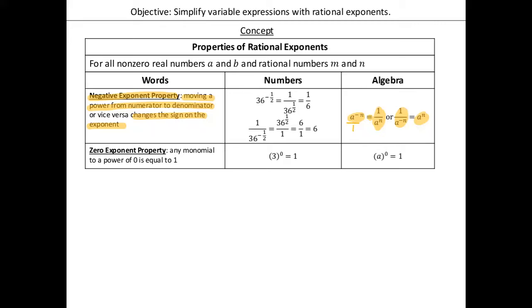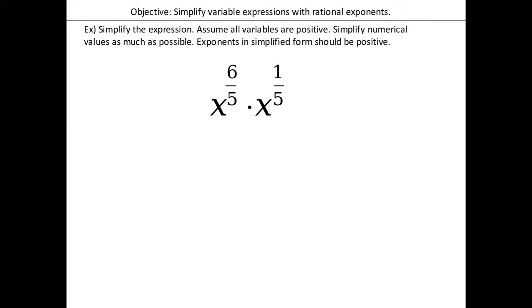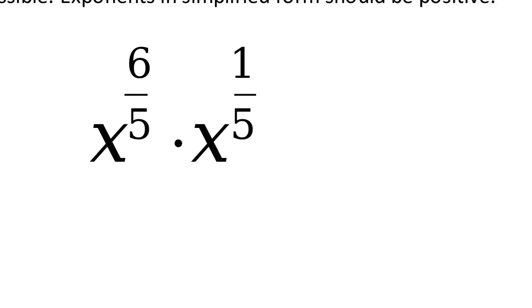And then we have the zero exponent property, which says basically anything raised to the 0 power is equal to 1. Okay? So those are all of our exponent rules. So let's go ahead and see some examples for today. Can I have you guys copy this example in your notes for me, please?